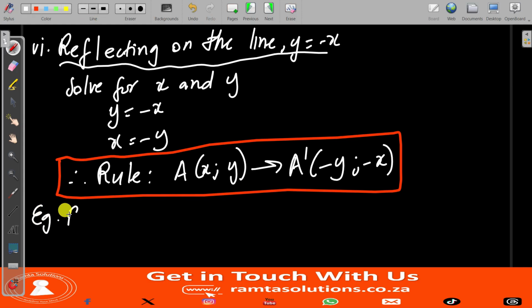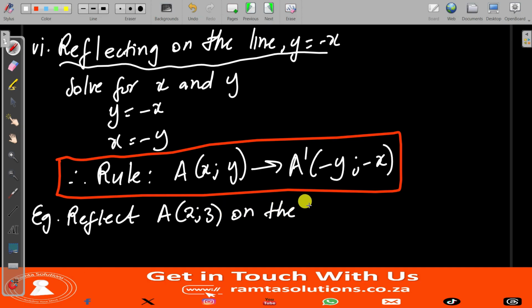Example. Reflect A with coordinates 2 and negative 3 on the line y equals negative x. What do we get? So we will say, A.